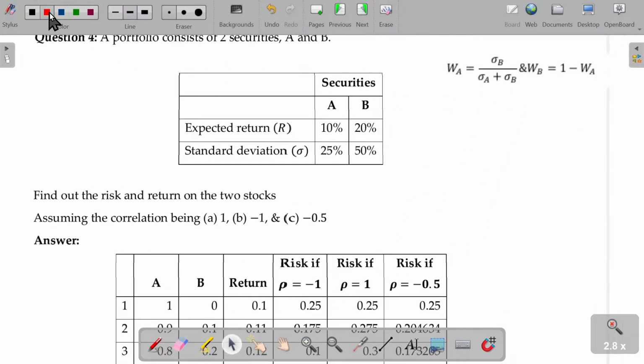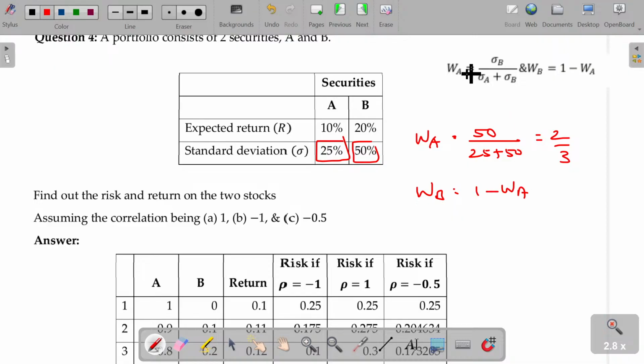In this illustration, weight of A is equal to standard deviation of B, being 50, divided by standard deviation of A and B, being 25 plus 50, which is equal to 2/3. Weight of B is equal to 1 minus weight of A, or you can apply the same formula, standard deviation of A divided by standard deviation of A plus standard deviation of B. That's how we can get this answer. So the final answer is 1/3. 2:1 is the perfect ratio where you are able to get the maximum benefit out of the portfolio.